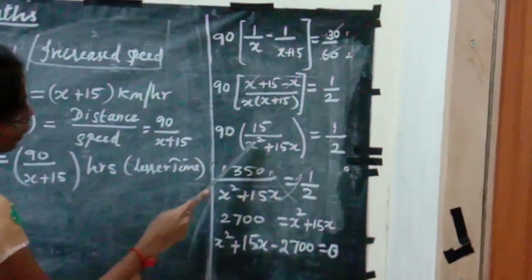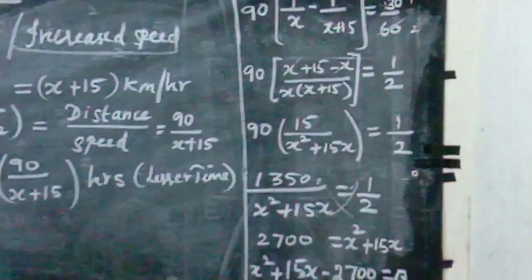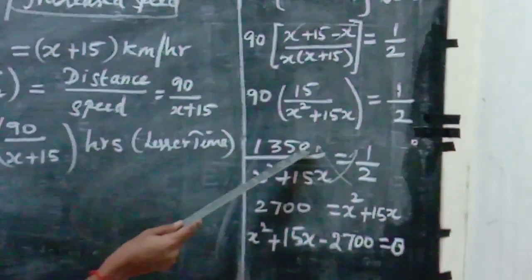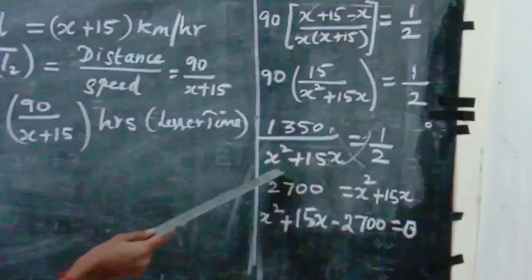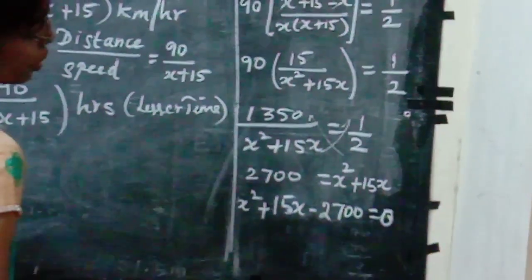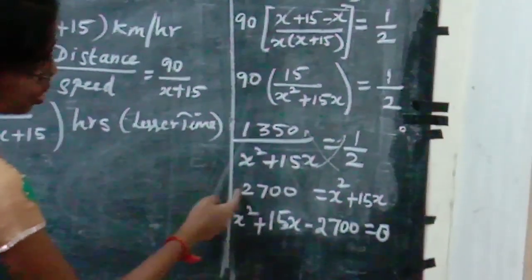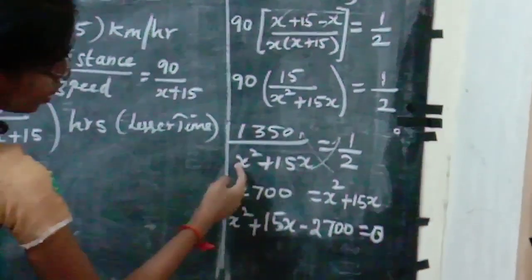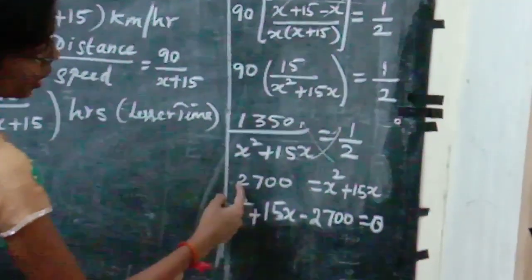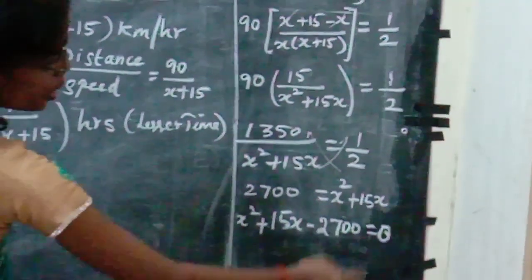90 into 15 divided by x into x plus 15, which is x square plus 15x, is equal to 1 by 2. Then 90 into 15 is 1350, divided by x square plus 15x, is equal to 1 by 2. Next, 2 into 1350 is 2700, which goes to that side: x square plus 15x. This 2700 goes to the other side as minus 2700. x square plus 15x minus 2700 is equal to 0.